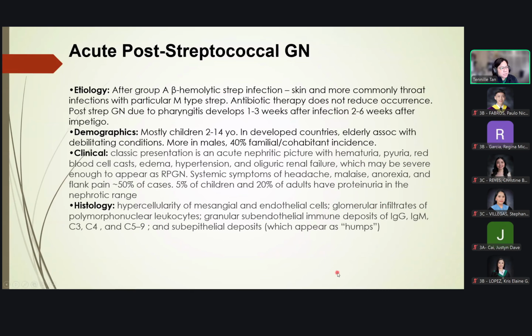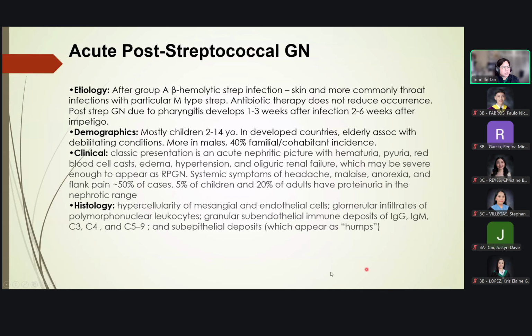So the classic presentation is an acute nephritic picture with hematuria, pyuria, red blood cell casts, edema, hypertension, and some patients with oliguric renal failure. It may be severe enough to appear like RPGN. So systemic symptoms may include headache, malaise, anorexia, and flank pain in about 50% of cases.